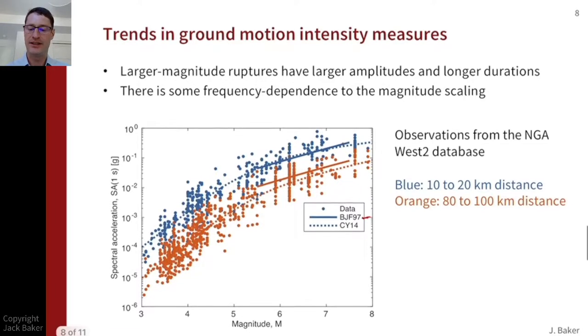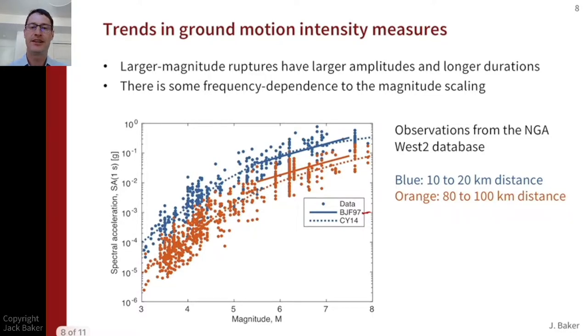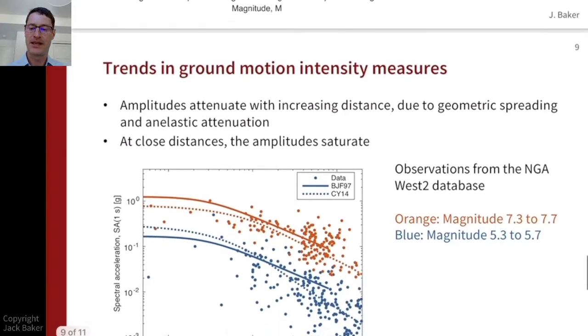Okay, so there's an indication of magnitude scaling and starting to understand the way in which these ground motion models fit with the data, right? Both of these models were calibrated to data like this. And additionally, those models include standard deviations that would reflect the scatter of the dots around that mean trend that's plotted here as well. Okay, so that's magnitude scaling.